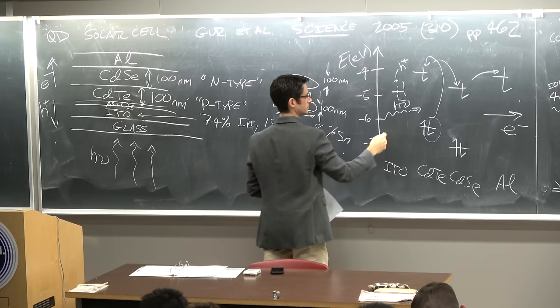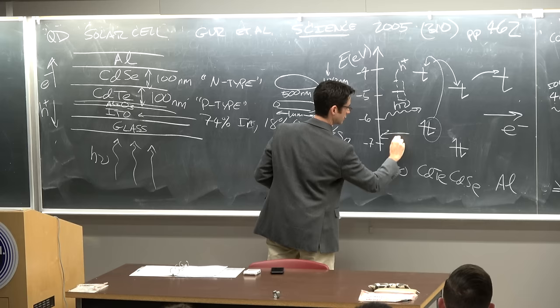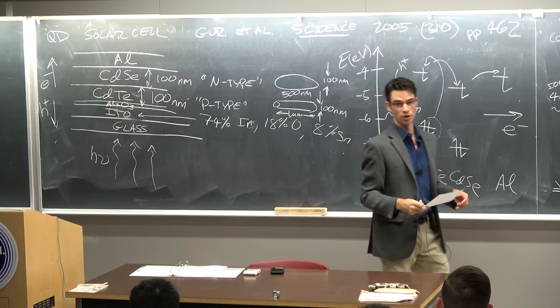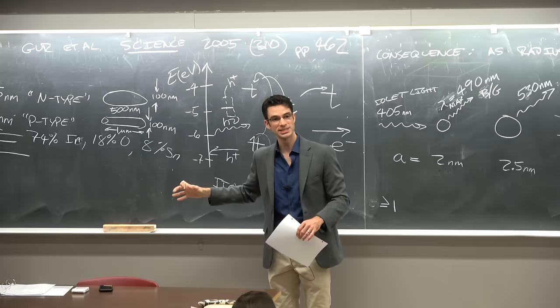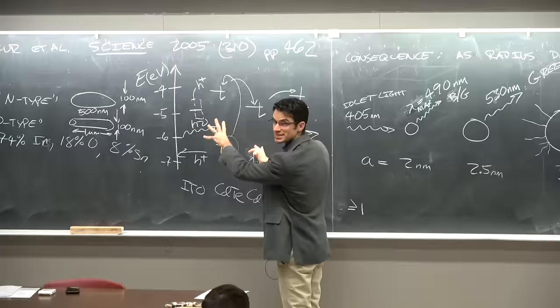So the holes go this way. This isn't exactly how solar cells work when they're made of bulk semiconductors. This is sort of a special case. In the case of organic solar cells and semiconductor nanocrystal solar cells, you actually need these two types of materials with these offset band edges in order to allow this photo-induced electron transfer to happen.